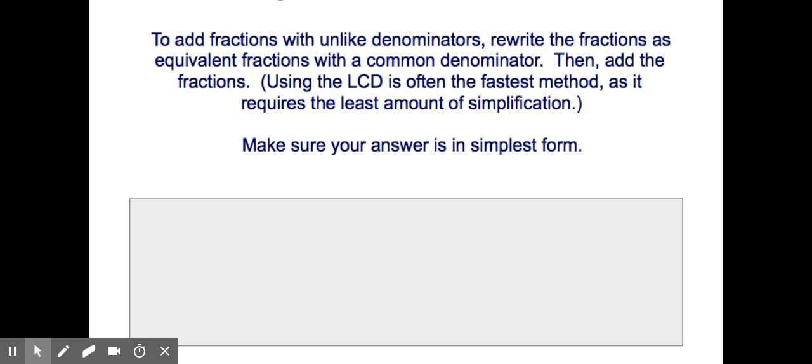In this video, we are going to learn how to add fractions with unlike denominators. So please write down: to add fractions with unlike denominators, rewrite the fractions as equivalent fractions with a common denominator. Then add the fractions. Okay, so please write that down.